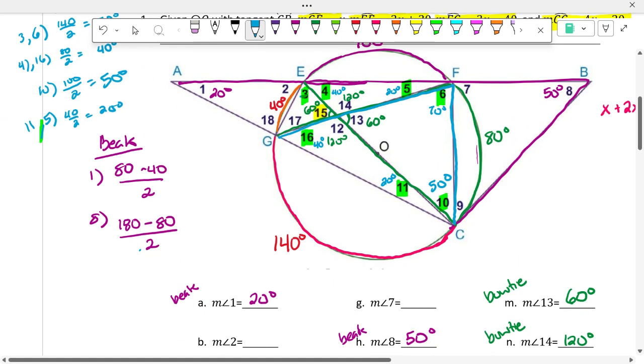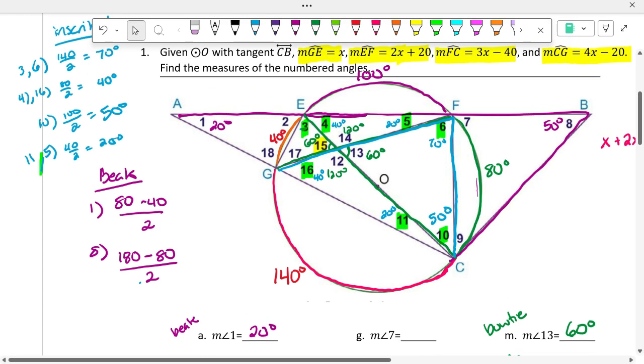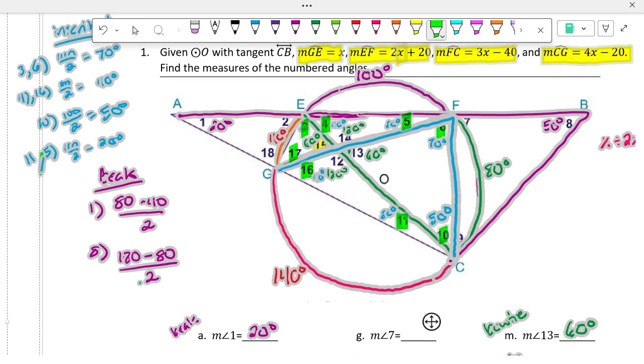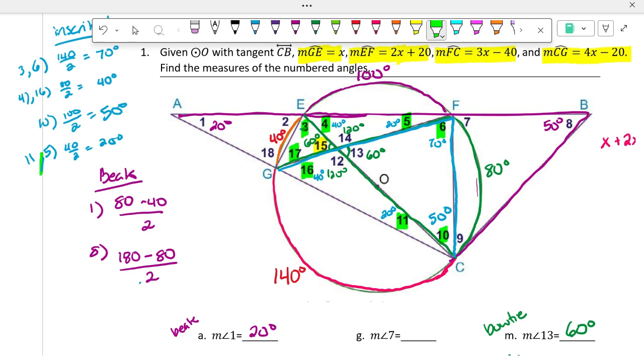All right, there's one more at least inside the circle that's inscribed. Does anyone know which one it is? Yeah, 13's a bow tie. 17, good. So 17's inscribed. What's its intersecting arc? It's 100, so it's the same thing as 10. So it's 50, yeah.